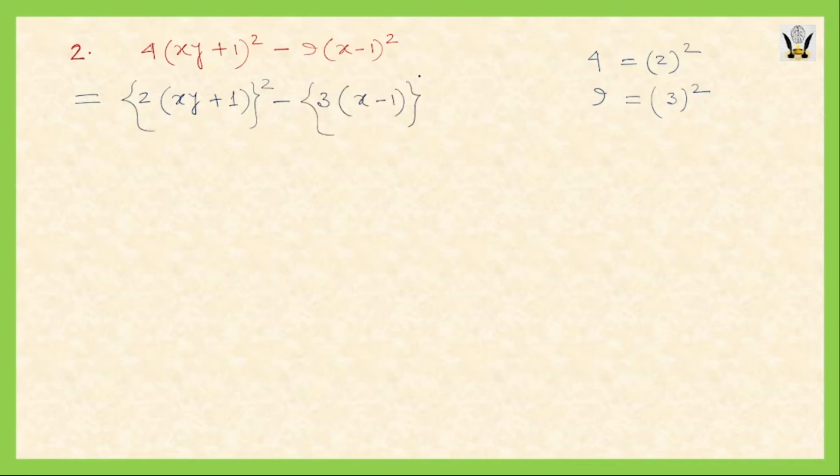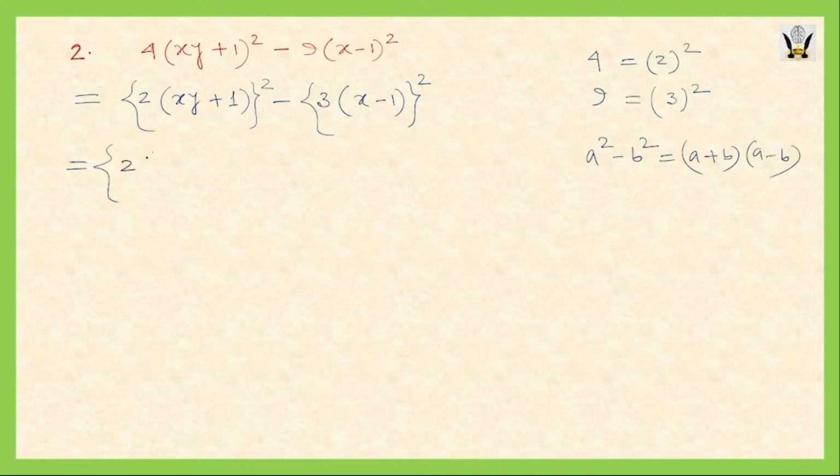Again what we can see is that this resembles the identity a square minus b square, which is a plus b multiplied by a minus b. This identity is already in factorized form; it is the multiplication of two factors. So if we go by this identity, we can further write 2 multiplied by xy plus 1, the whole thing, as our a.